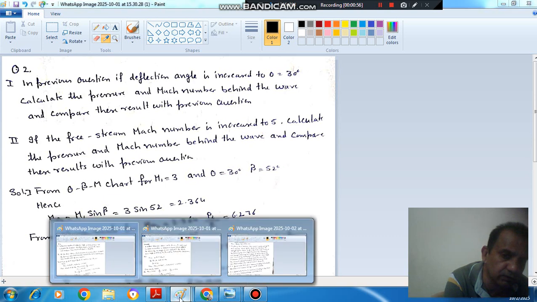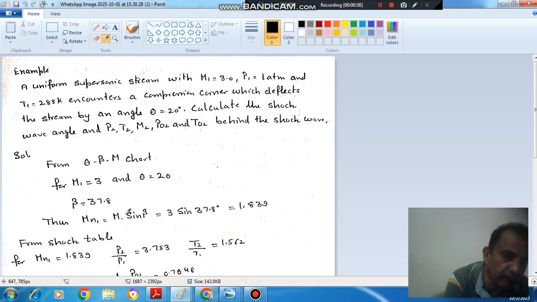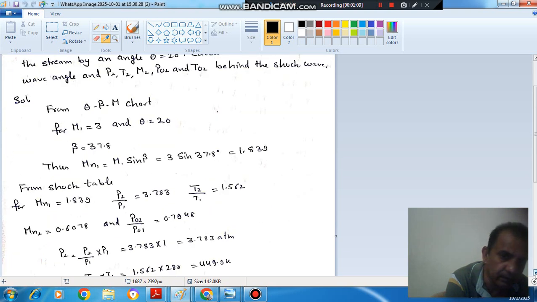So in the first question we got the value of Mn1 as 1.839, beta 37.8, and pressure ratio as 3.783, or pressure as 3.783 atmosphere.